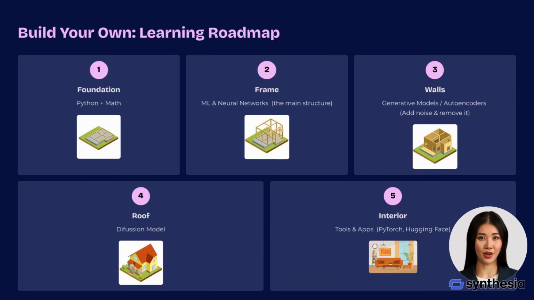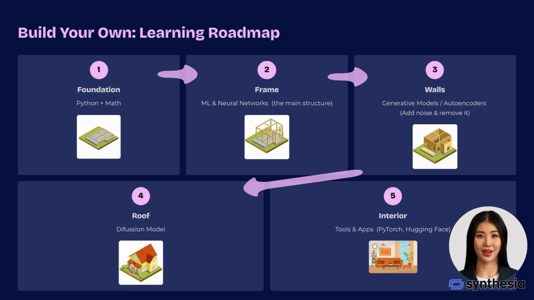Learning to build a diffusion model is a lot like constructing a house. You need to build it step by step. Step 1, the foundation. This is Python, math, and data basics. Things like probability, stats, and linear algebra form the solid ground. Step 2, the frame. Here you learn machine learning and neural networks, the main structure. Step 3, the walls. These are generative models like autoencoders. They teach you how to add noise and then learn to remove it, almost like putting in the plumbing and wiring. Step 4, the roof.